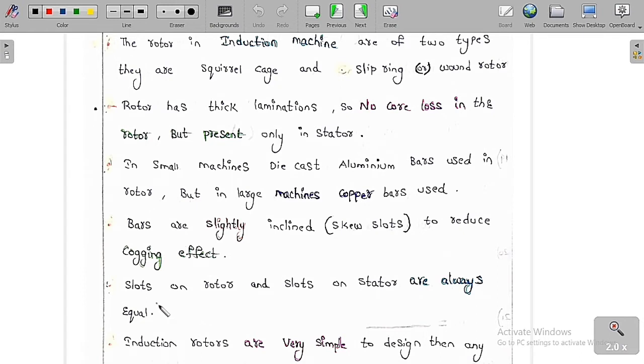So this is a very important point. The number of slots on the rotor and the number of slots on the stator are always equal. Whatever the number of slots used on the stator should always be equal to the number of slots on the rotor.